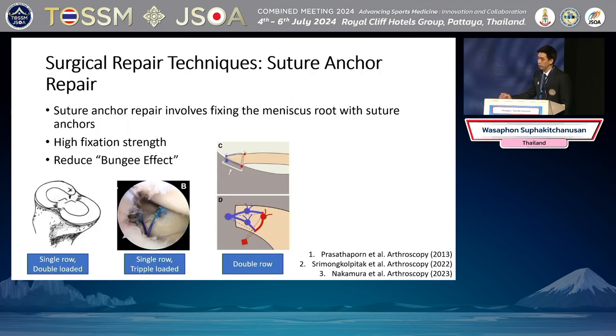Another technique for repair is to use suture anchors. This technique provides adequate fixation strength, may reduce the bungee effect, and will not face the tunnel overlapping problem as we mentioned previously. There are several repair constructs. We can use a single row anchor with double or triple loaded sutures. Or we can perform a double row fixation to create a greater area of contact on the repairing surface, but it increases the complexity of the operation.